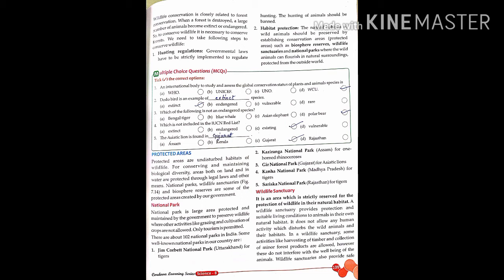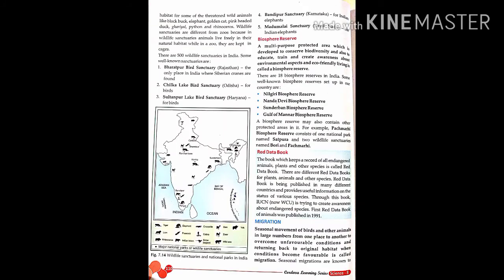Now protected areas, we have already discussed the protected areas. Like national park, wildlife sanctuary, biosphere reserve, everything we have discussed. National parks are where we keep the animals in large protected areas to preserve the wildlife. Jim Corbett National Park, Kaziranga National Park, Gir National Park, Kanha National Park, Sariska National Park, these are the national parks present in India, where a wide variety of wildlife is kept.